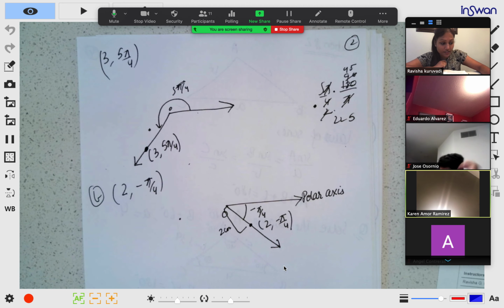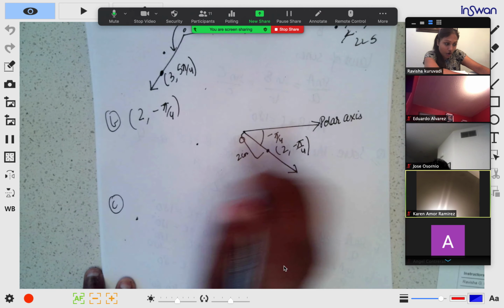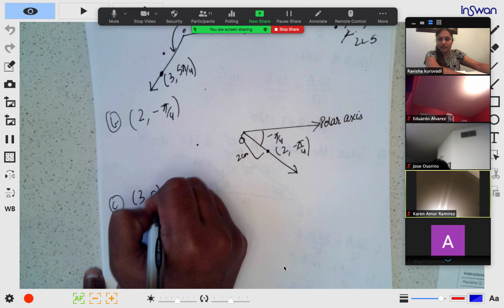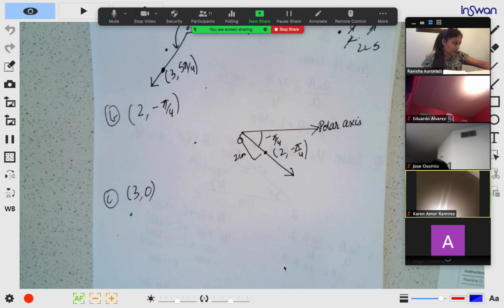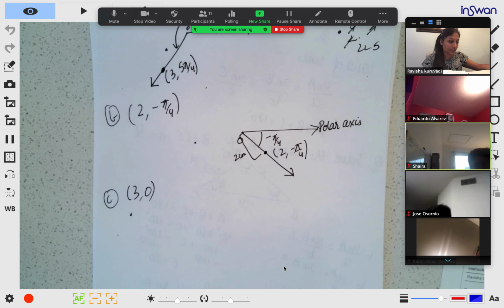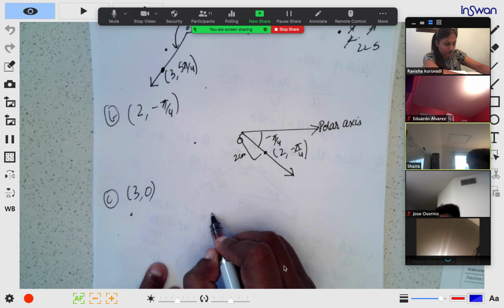Let's do one more example here. So I want you to draw 3, 0. Okay. Shaira? Yes. How do you get 3, 0? Zero is in like the first quadrant.